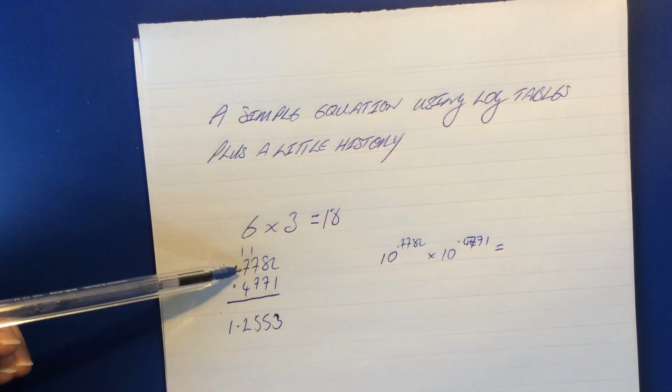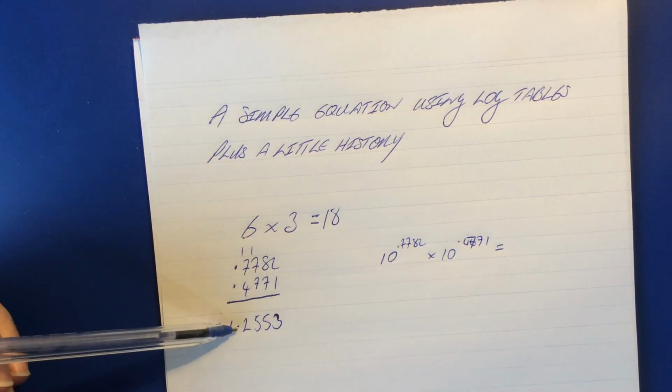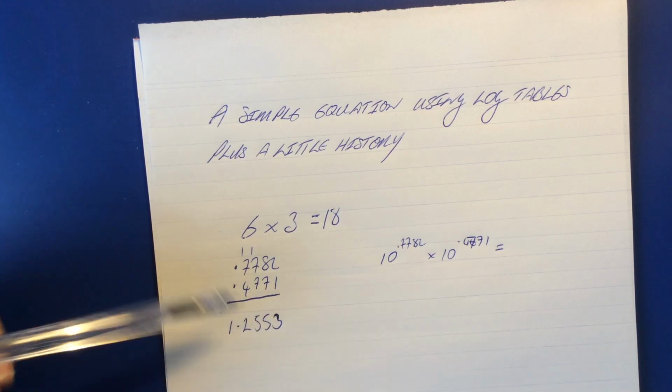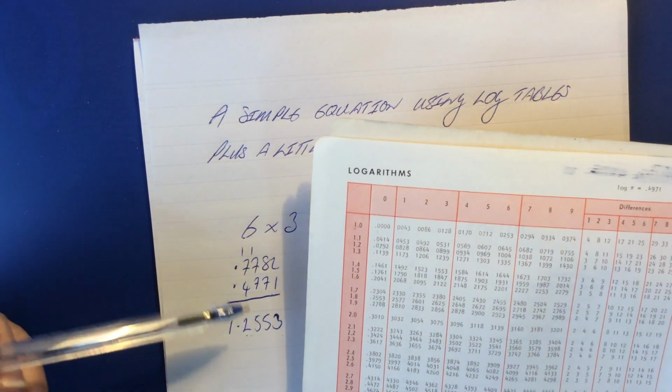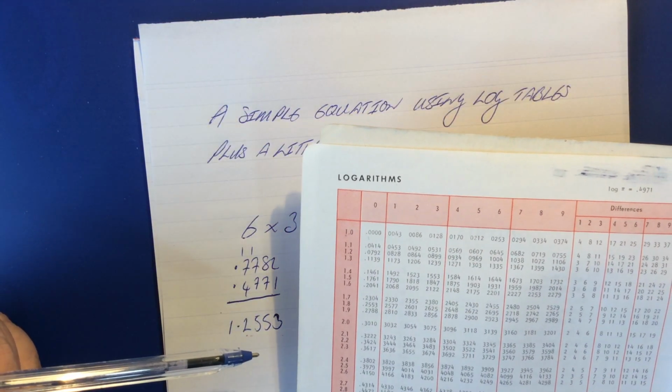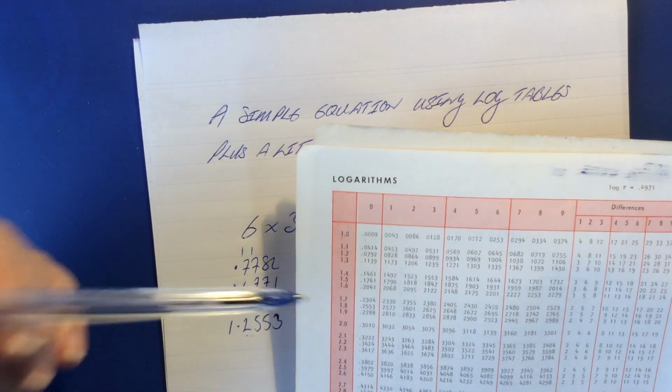Okay, well, we add these, and we get 1.2553. This is the thing we're interested in, this part here, because this is 10 to the power of 1, which will give us 10, and this is the rest. So let's have a look in the log tables. What are we looking for? Well, we know that we want our answer to be 18.